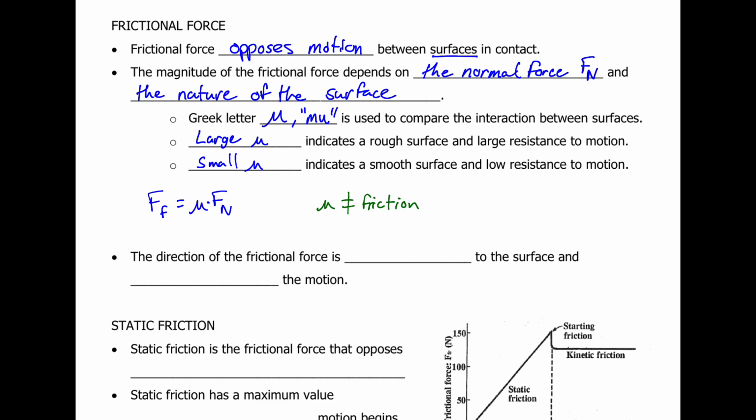So where is it going? Friction is always parallel to the surface and opposite to the motion. So it's always directly opposite. If I push one way, it goes the other way. It's just directly opposite.